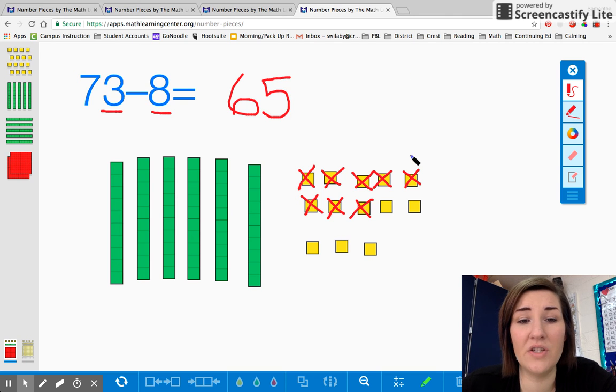This is a great strategy, especially if you are using your base 10 blocks, so that you can see the difference and work with those regrouping very easily.